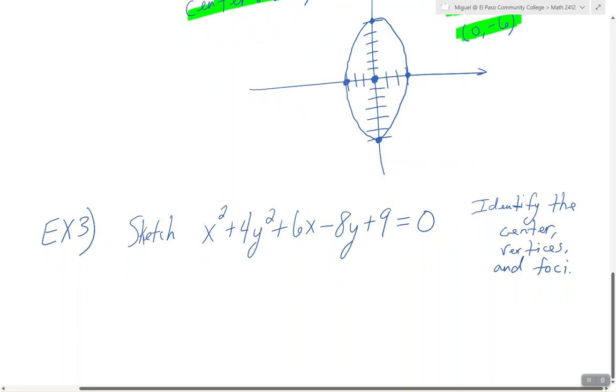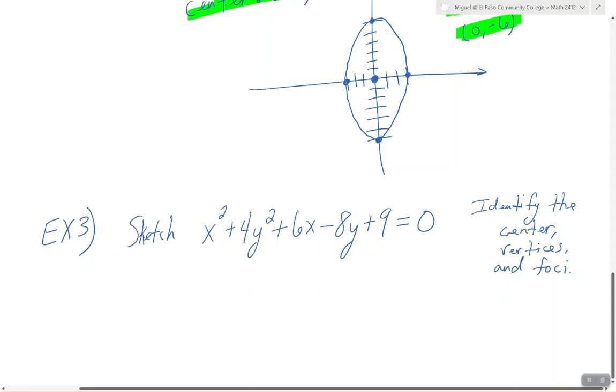Okay, and this equation is a lot more complicated looking than the last one. It is in general terms, not in standard form, right? You can see it's not equal to 1 and so forth. So we will have to change this first to standard form, and then we can continue on to find A, B, C, and give all the stuff they want.